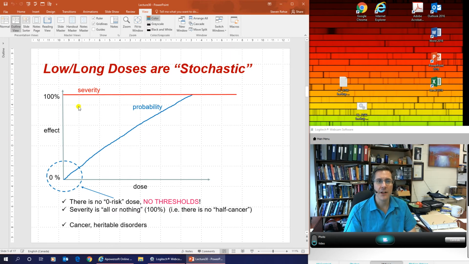And the other is the severity is just a flat line. Right? The severity is 100% if you get it. The severity is all or nothing. And of course that makes sense if you think about it for one second. There is no such thing as half cancer. Oh, I had a really mild case of cancer. It doesn't work that way. You either have cancer or you don't have cancer, right? You have either passed on a birth defect or you haven't, right? The severity is all or nothing if you get one of these effects.